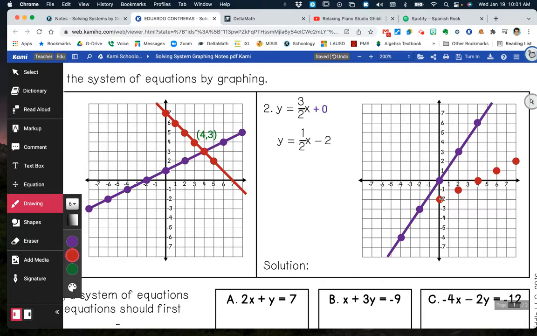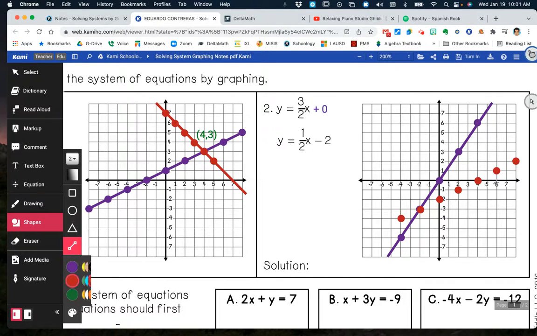Looks like it's going to cross somewhere down. Right there. This very next point is where it... Okay. So it looks like it crosses right there at -2, -3. -2, -3. Perfect. So let's make our line.